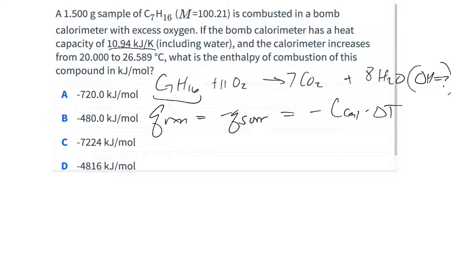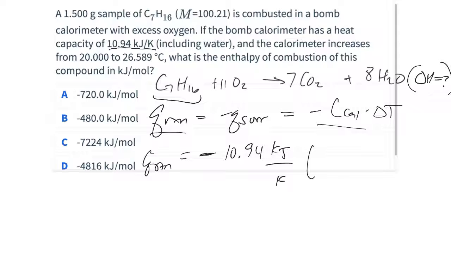Okay, so let's take a look at this one. So the first part of the problem is just recognizing this setup. One of the ways you can recognize the setup, again, is to inspect the problem. See, you're given a heat capacity, including the water. So that's the sign that all we need to do is take our heat capacity, which is given as 10.94 kJ per Kelvin, and then just multiply by the temperature difference.